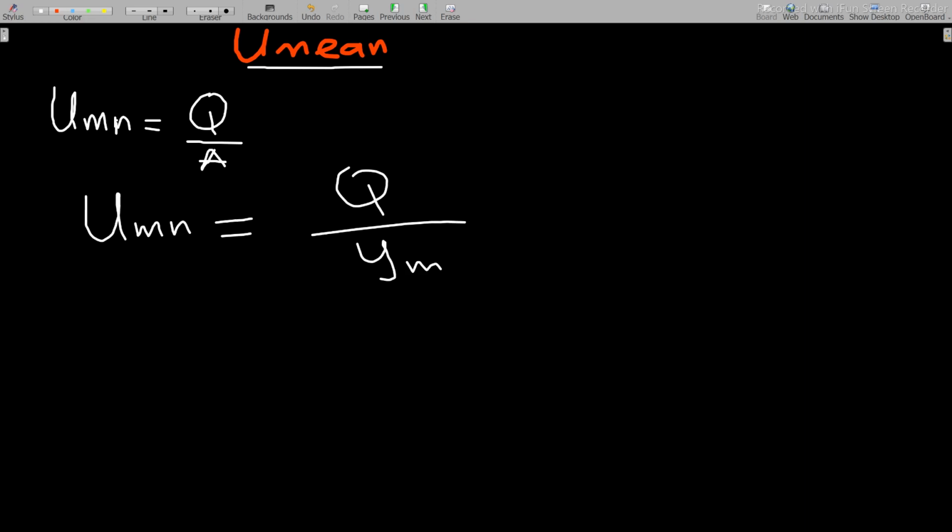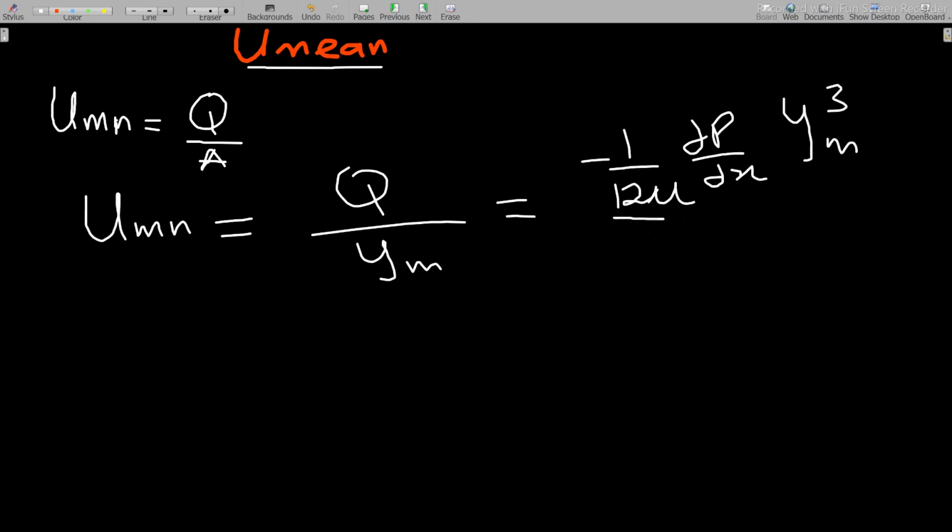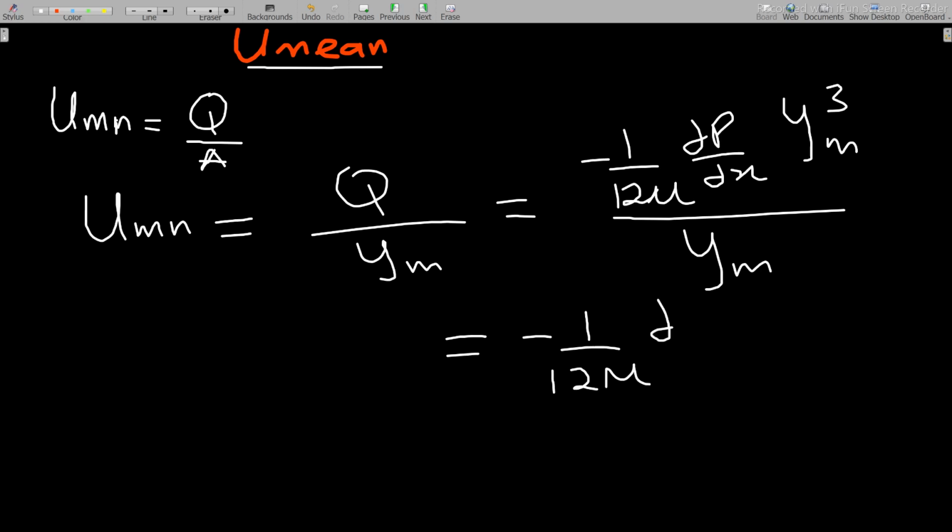And this is equal to, discharge is what? Negative 1 over 12 mu del p del x, then ym cubed over ym, and this will give us negative 1 over 12 mu del p del x ym squared. So this is what we call the u mean, the velocity mean. You can always derive them yourself. Like I said, you don't have to keep them in your mind.